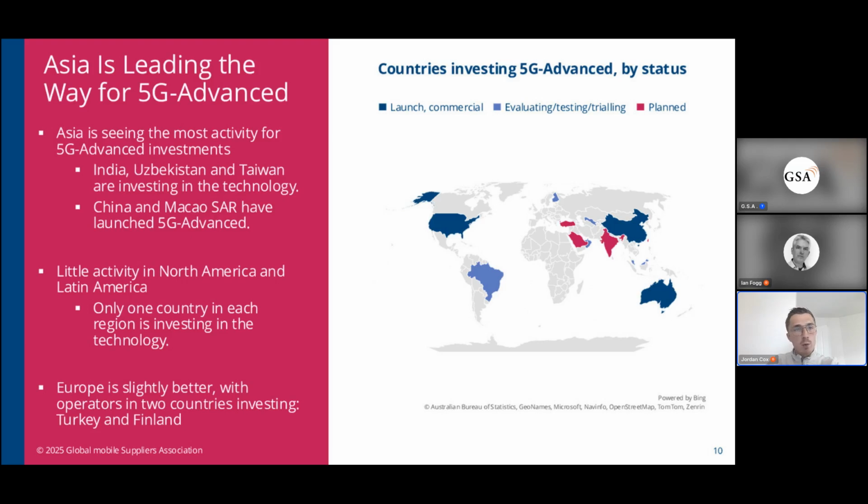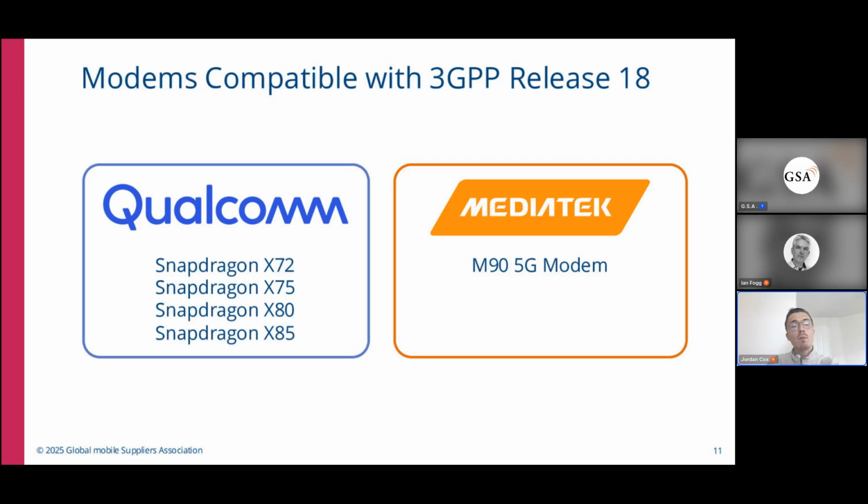Europe, meanwhile, sits somewhere in between both of those regions. We've tracked 5G Advanced investment activity in Turkey and Finland, but compared to Asia, it's still relatively early days. And these regional differences could reflect several factors, from spectrum availability and regulatory environments to operator readiness and broader economic priorities. But what is clear is that Asia is setting the pace. And if this trend continues, we may see an early technological edge emerge across Asian markets as 5G Advanced becomes more commercially widespread.